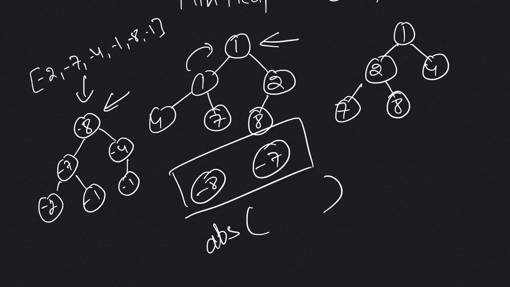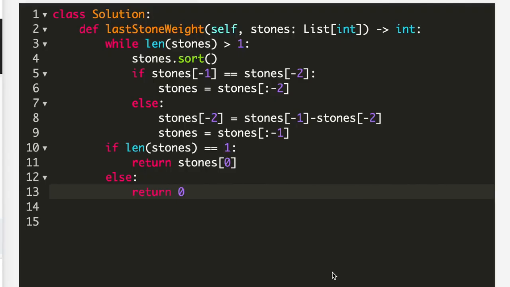Let's move on to the coding part and see what the code for this question is. Let's see the code using an array. At line number 3, I am taking a while loop while the length of the array is greater than 1. At line number 4, I am sorting the array. At line number 5, I am taking out the heaviest and the second heaviest stone and checking whether their values are equal or not. If their values are equal, then I am just removing them from the array. Else, if their values are not equal, then I am taking the difference of them and putting it back in the array.